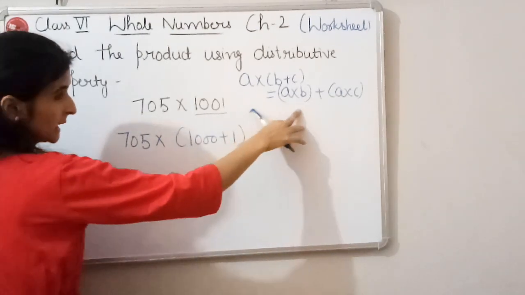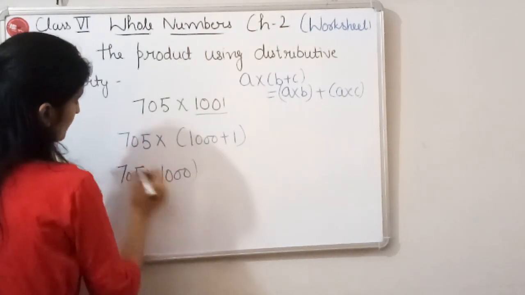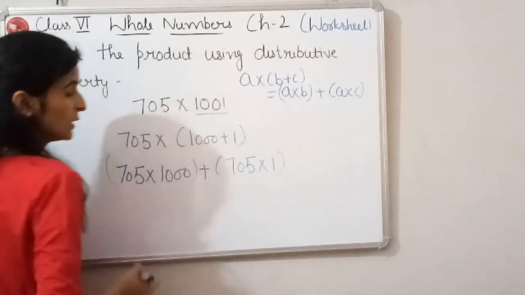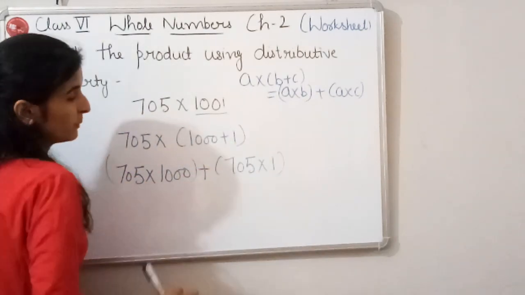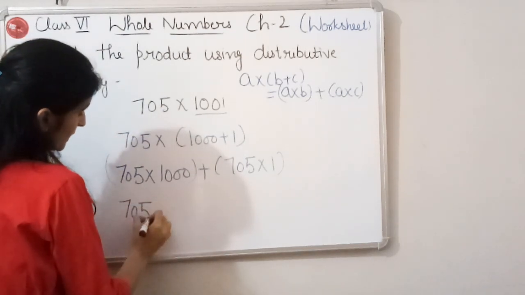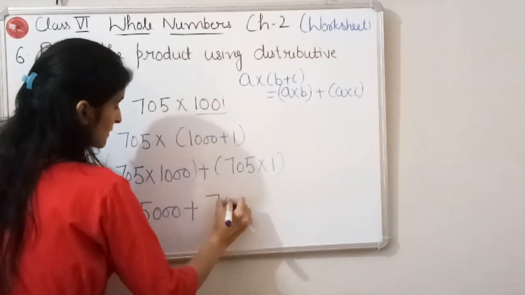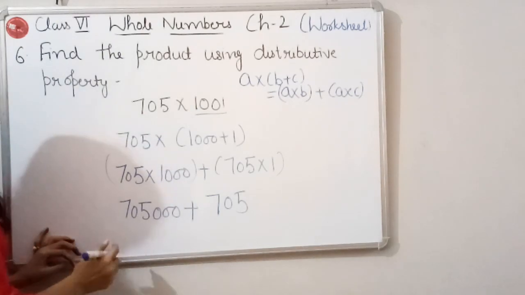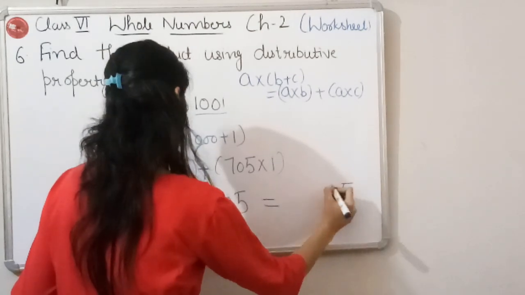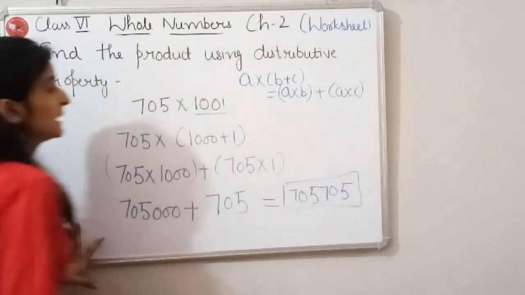Now we can arrange it in this form. So 705 multiplied by 1000 plus 705 multiplied by 1. Now it has come in this form. Now we can solve it easily. 705 multiplied by 1000 is 705 and then 3 zeros, plus 705 multiplied by 1 is 705. Now we can add them. This will be 705,705. So this will be our answer.